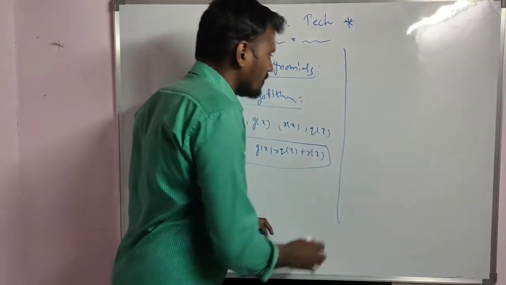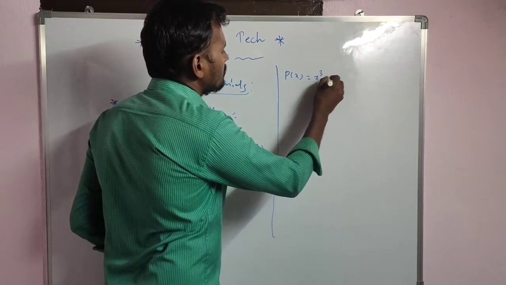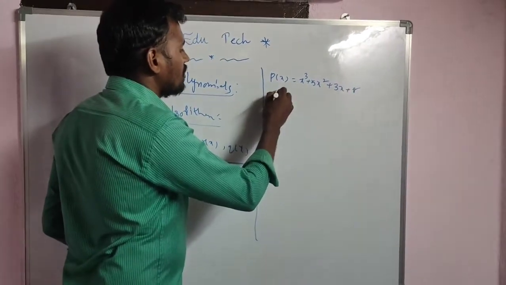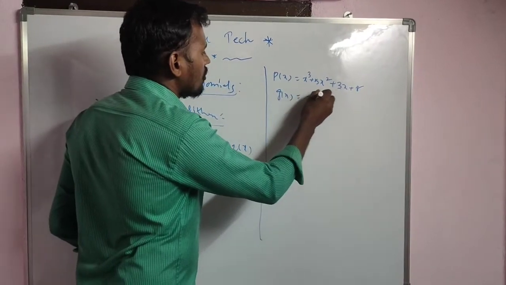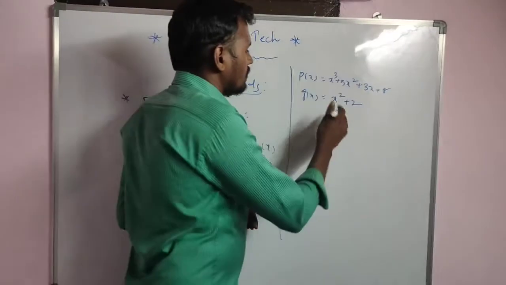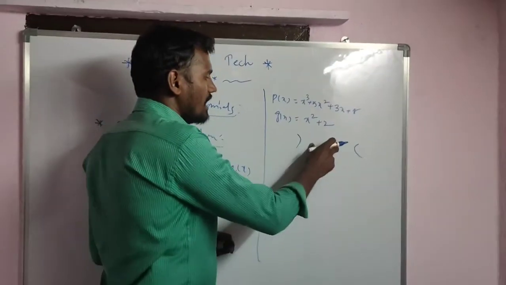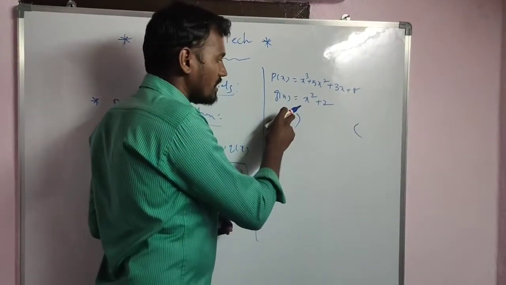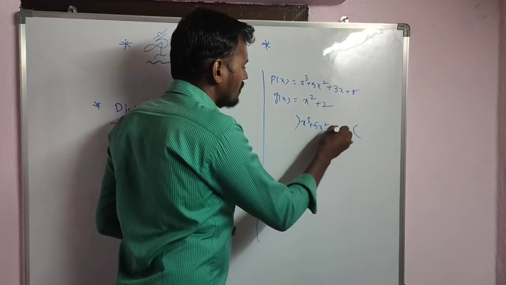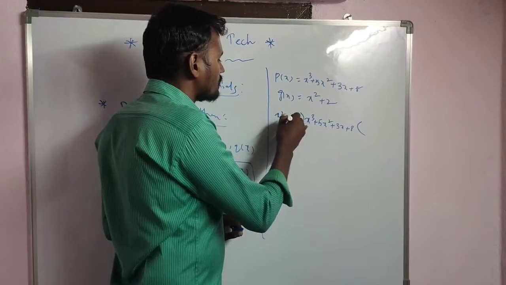See here, p of x is equal to x cube plus 5x square plus 3x plus 8. Then g of x is equal to x square plus 2, right? So now let us do it. Write the p of x in the long division method. In this, write p of x here and g of x here. See, p of x is x cube plus 5x square plus 3x plus 8, and g of x is x square plus 2.